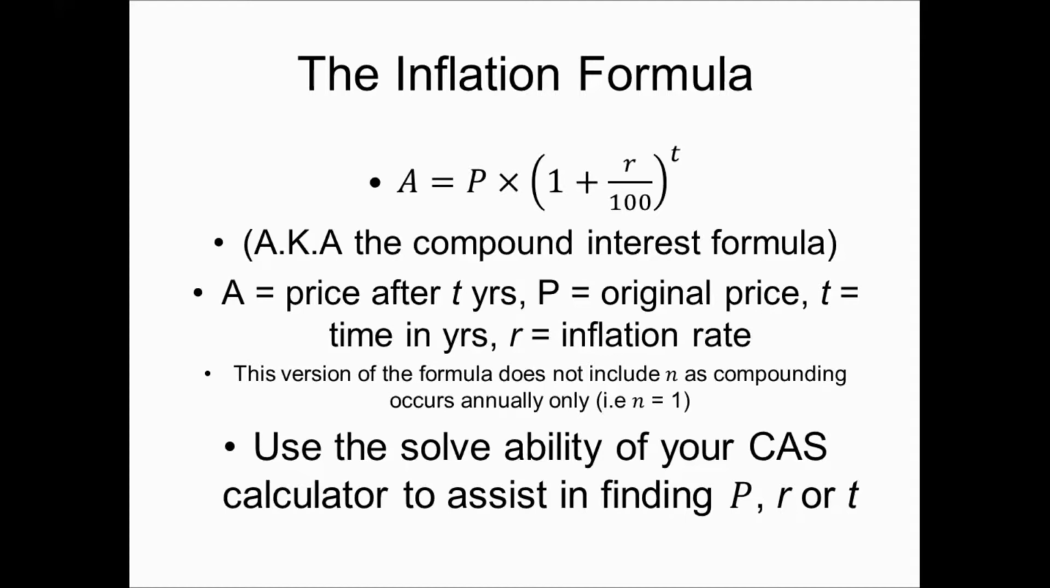So whereas in the compound interest formula you would typically see an N next to the 100 and an N next to the T, in this case, because it's equal to 1, it's left out. You're also able to use the solvability of your CAS calculator to assist in finding the values of P, R and T. So during the exams, make sure you're familiar with that solvability of your CAS calculator to make things a lot easier for you.